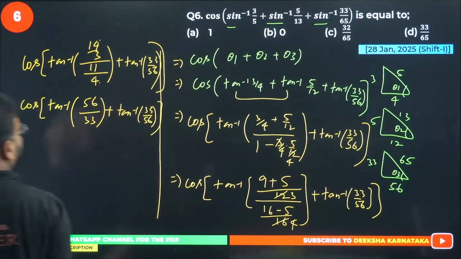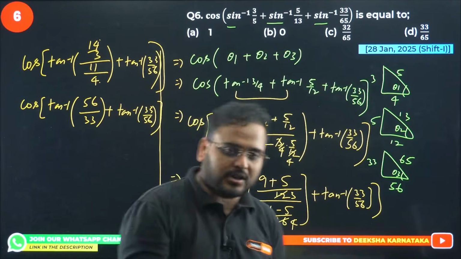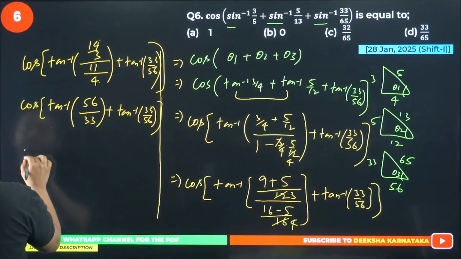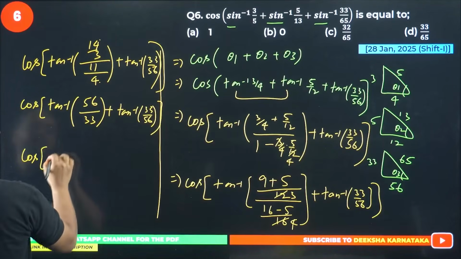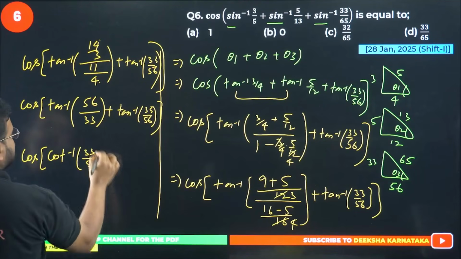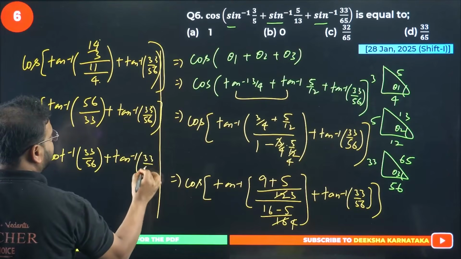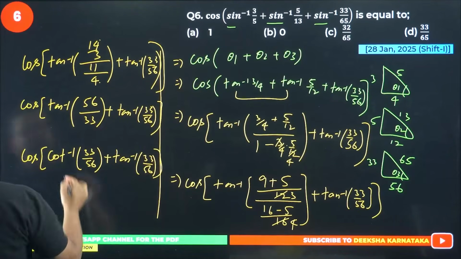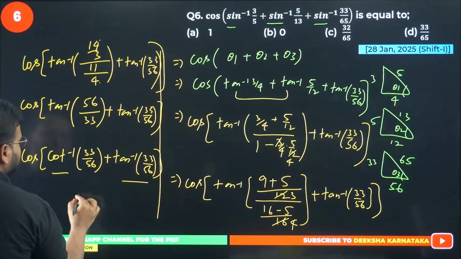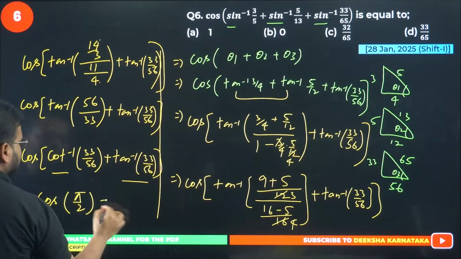One second. Just give me one more second. Convert tan inverse to cot inverse. Convert the first tan inverse to cot inverse. Have a look. Cos is here. The cot inverse will give me 33 by 56. Same angle over here, 33 by 56. Check this out. Cot inverse plus tan inverse, the value is simply pi by 2. Outside we have cos. Answer is 0.